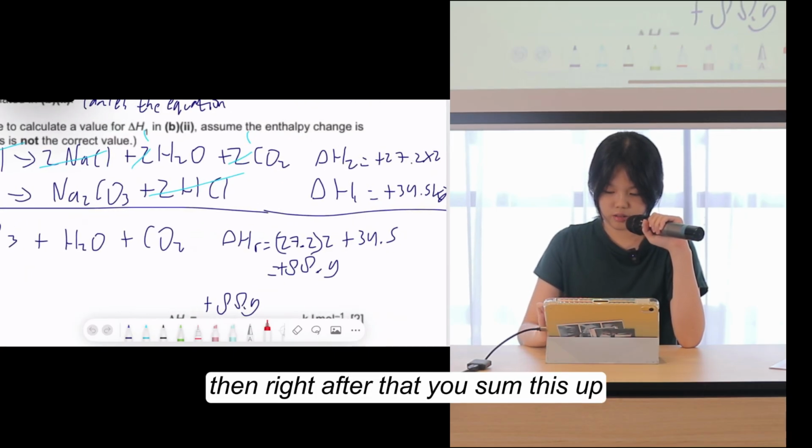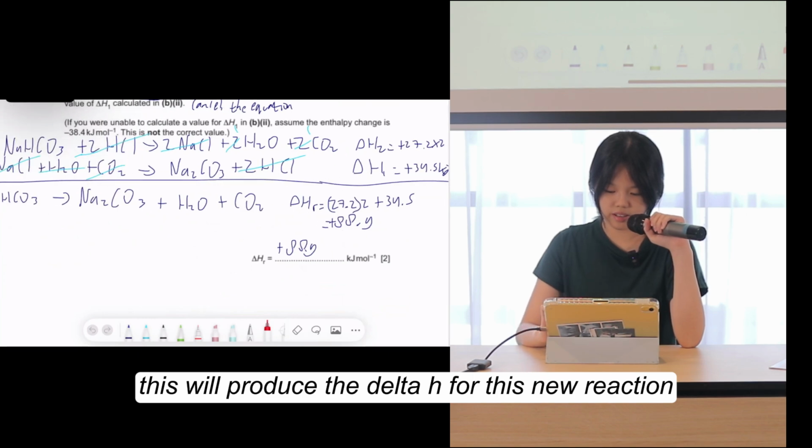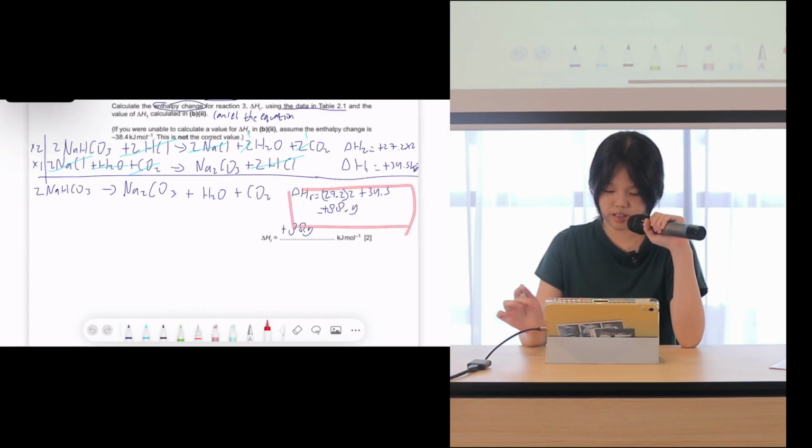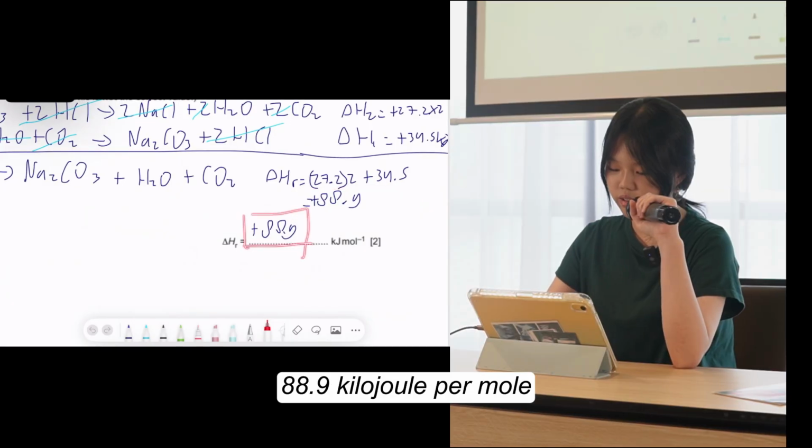Then right after that, you sum this up. Then this will produce the delta H for this new reaction. So the delta H for this reaction is positive 88.9 kilojoule per mole.